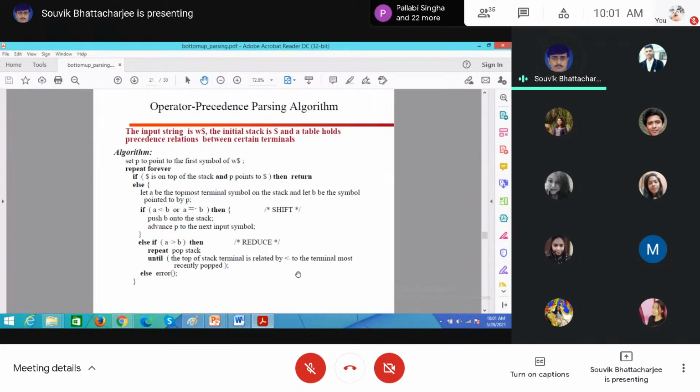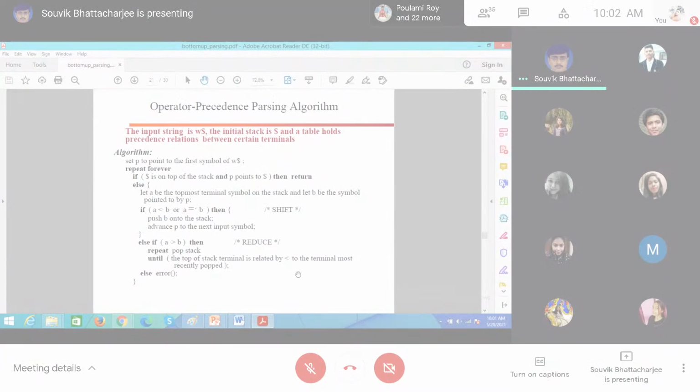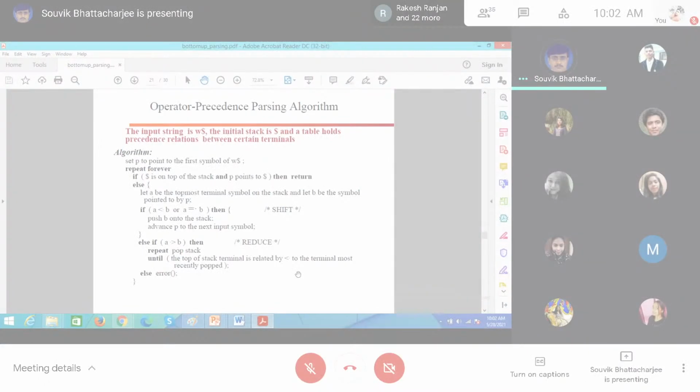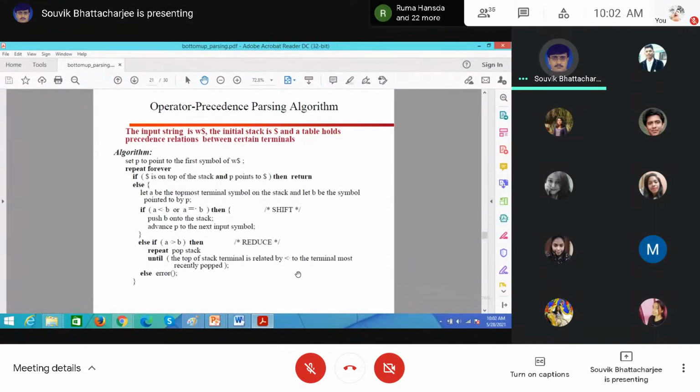Now, set P to point to the first symbol of your input string W, and repeat forever: if $ is on the top of the stack and P points to the $, then return. That means all the string has been parsed. Else, if A is the topmost terminal symbol on the stack and B is the symbol pointed to by P, and if A has lesser precedence than B or A has equal precedence to B, then push B onto the stack and advance P to the next input symbol. This is basically shift.